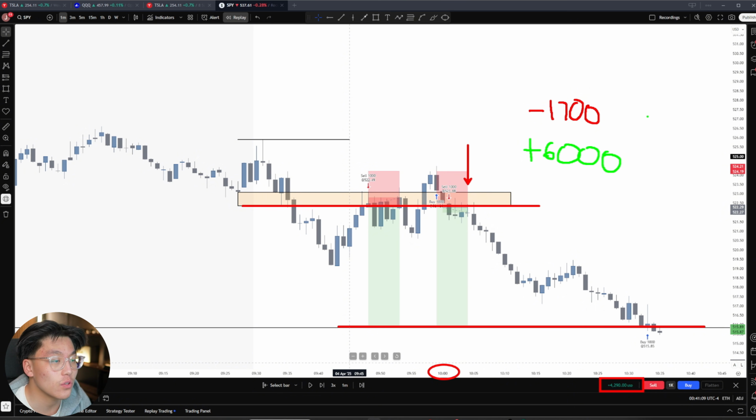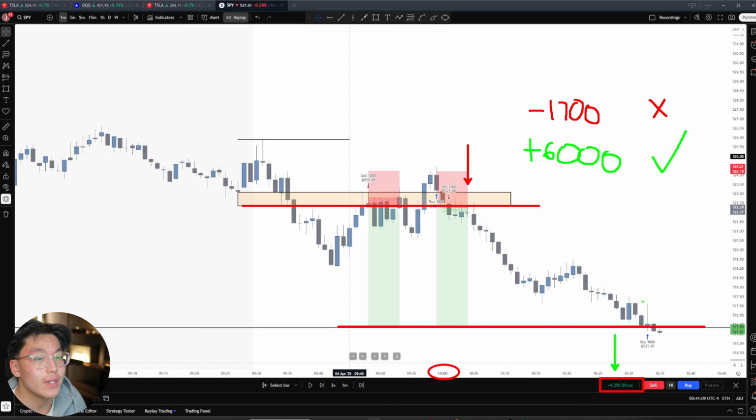So you can see the risk to reward. We're risking $1,700 to make over $6,000. We took the first trade and we lost, which was a minus $1,700. But we ended up taking the second trade, which was plus $6,000, which ended up giving a total of $4,200 on the day. So we end up making $4,200 on the day with the 84% rule.